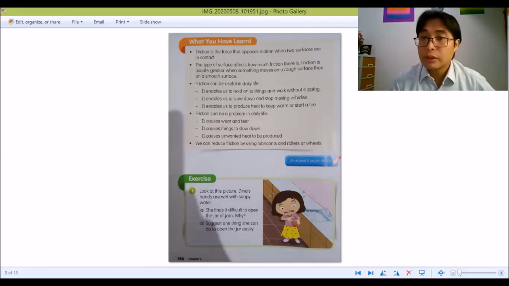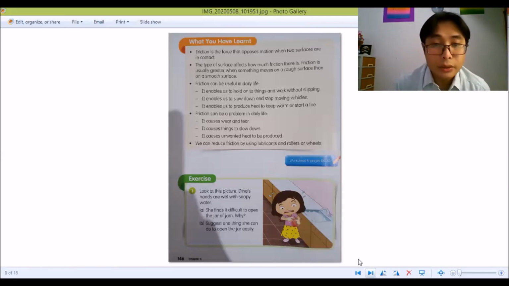So let's try to answer this exercise. Look at this picture. Dina's hands are wet in soapy water.